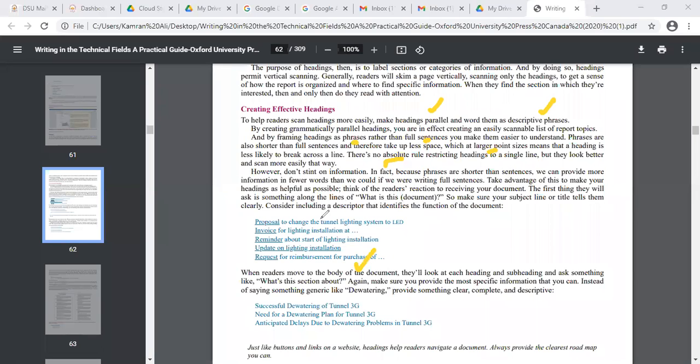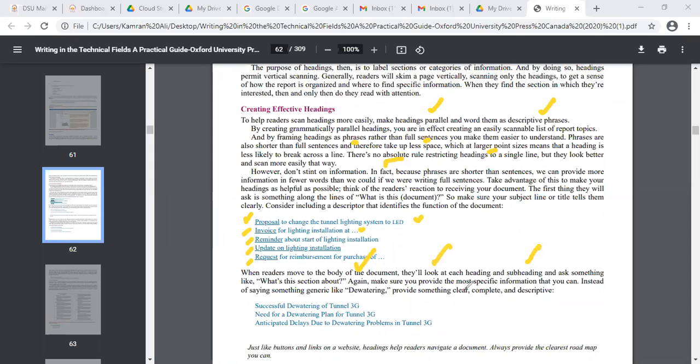Then they are giving us examples. Consider including a descriptor that identifies the function of the document. Proposal to change the tunnel lighting system to LED. Invoice for lighting installation. Reminder about this. So these all are functions, right? These all tell what the documents are all about or what the section is all about. So when readers move to the body of the document, they will look at each heading and subheading and ask something like, what is this section about, right?